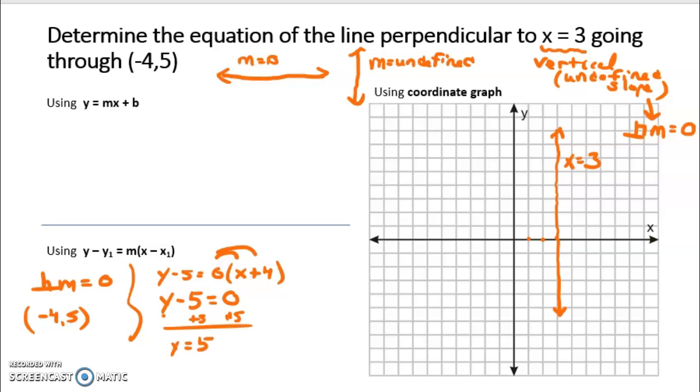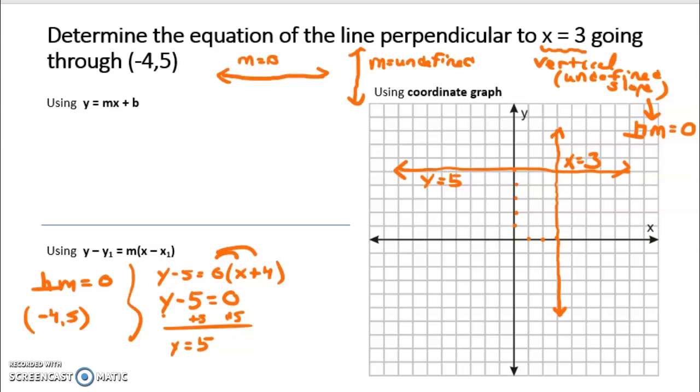And so see if this makes sense. I mean, you're going to do the opposite of x equals a number, so you're just going to get y equals. You're going from a vertical to a horizontal. So graphing this, think about it. 1, 2, 3, 4, 5. Now imagine a horizontal line going straight through there. That's your line. So this is y equals 5. Crosses at positive 5 on the y.